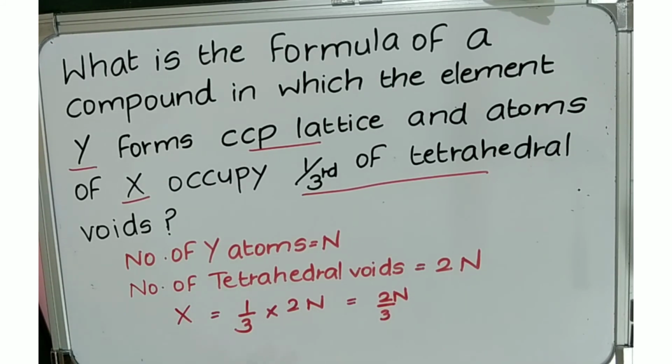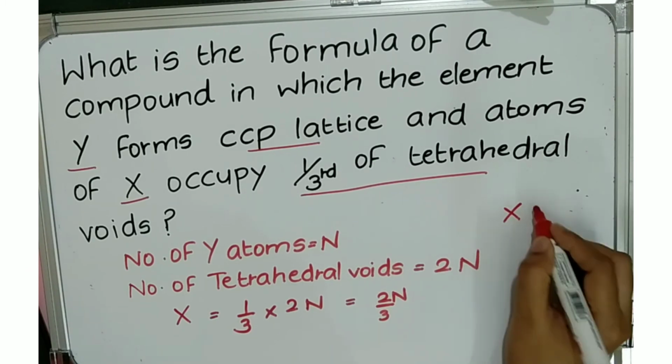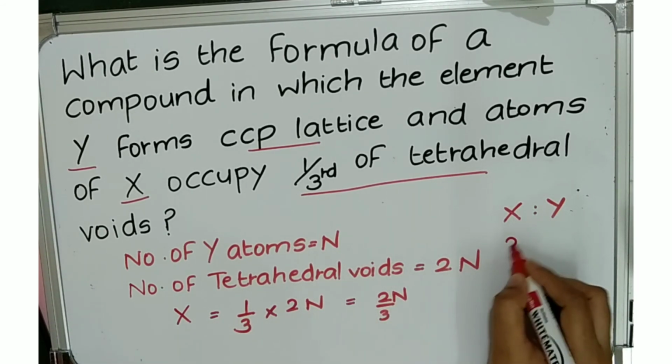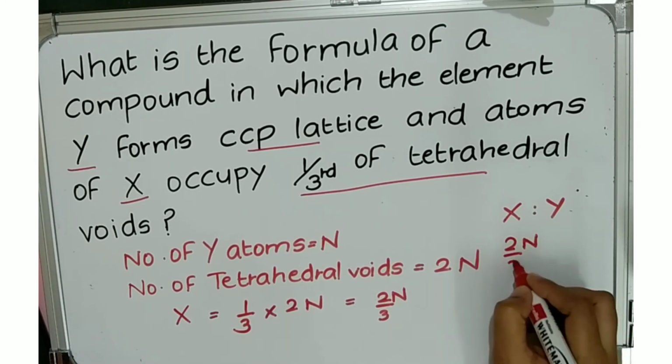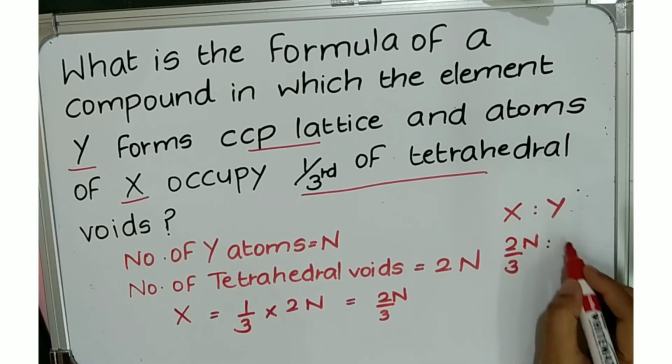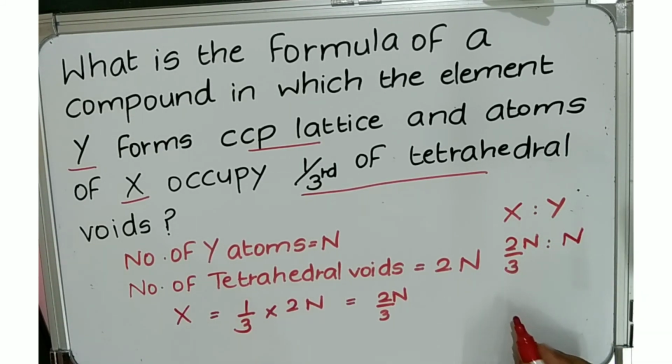Correct? Now write it in the formula. I'll write as X is to Y. We want the formula of X and Y, correct? When they are forming a compound. So X, I will write it as 2n by 3 is to, what is for Y, number of atoms is n. So take the ratio, you get it as 2:3. Therefore, the formula is X2Y3.